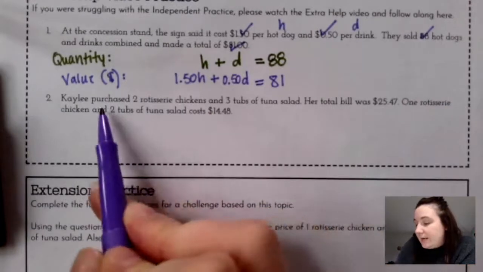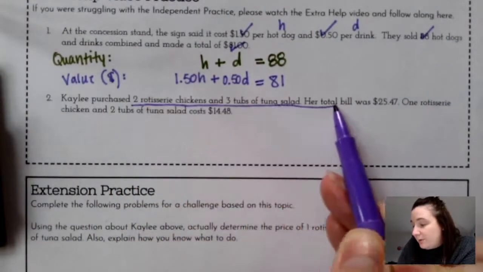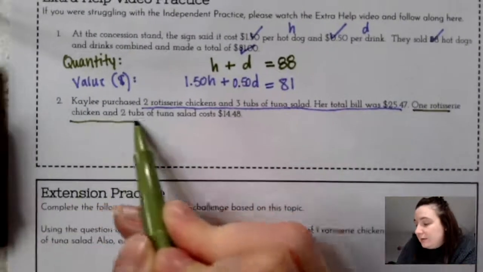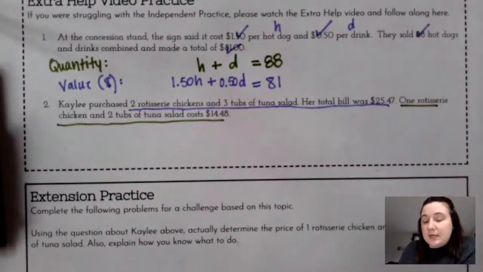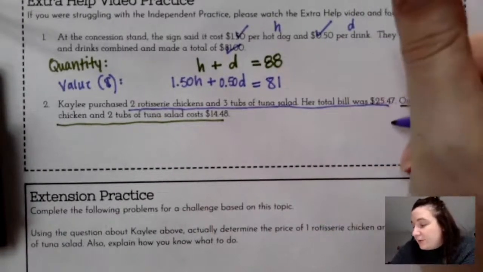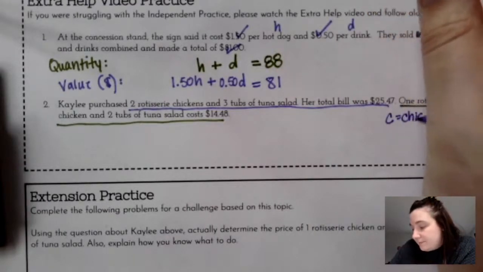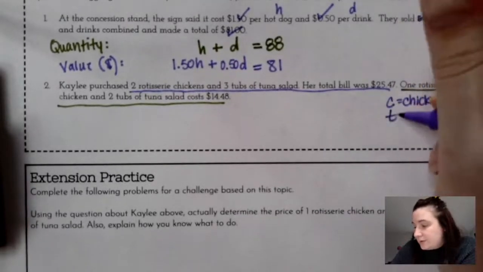And so I can underline in purple, this is going to be my purple equation. And then in green is the second equation. And so they're going to be set up really similarly. I just need to define my variables. So I'm going to use C for chicken and T for tuna.